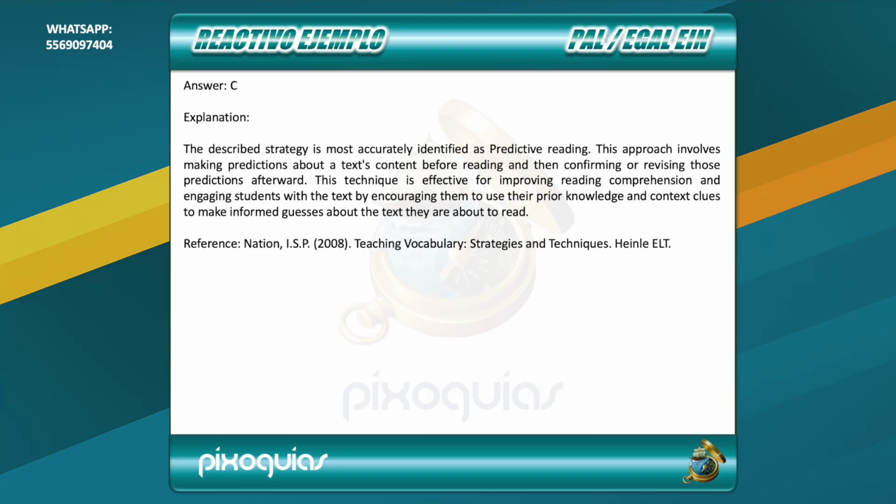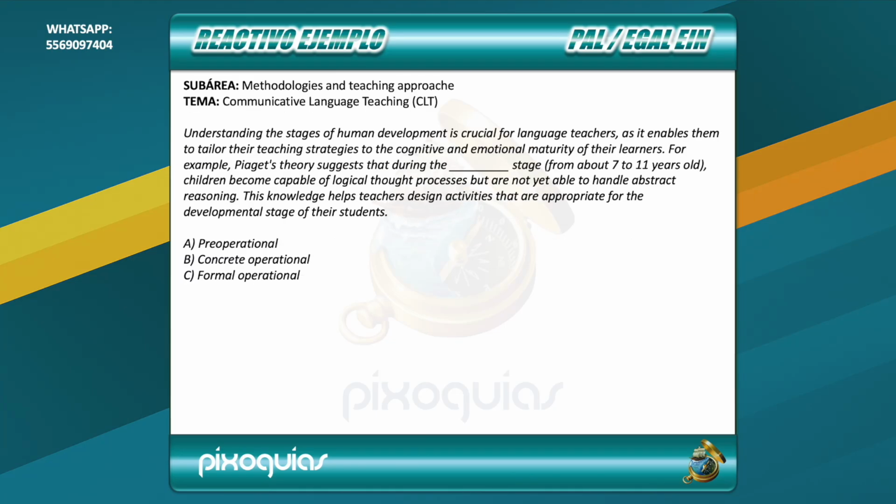This approach involves making predictions about a text's content before reading and then confirming or revising those predictions afterward. This technique is effective for improving reading comprehension and engaging students with the text by encouraging them to use their prior knowledge and context clues to make informed guesses about the text they are about to read. Let's move to the next exercise.